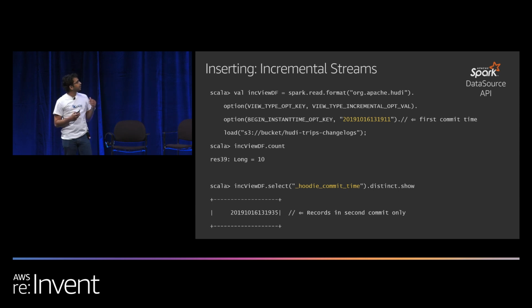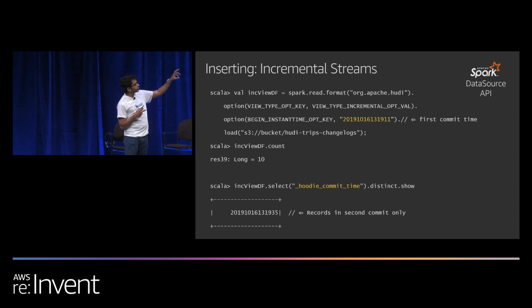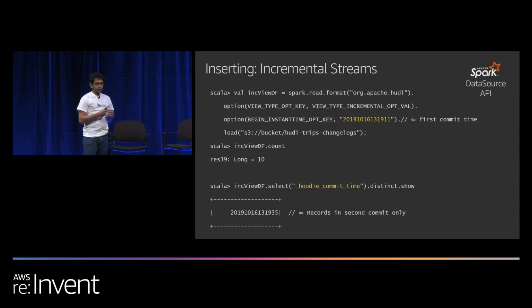If you want to get the changes that we made in the second commit, you use the data source API, but you specify the begin instant time as the first commit. So it's going to filter every record that got written after the first commit. And Hudi tracks per record metadata, so it will accurately only give you the records that got changed after a point in time.